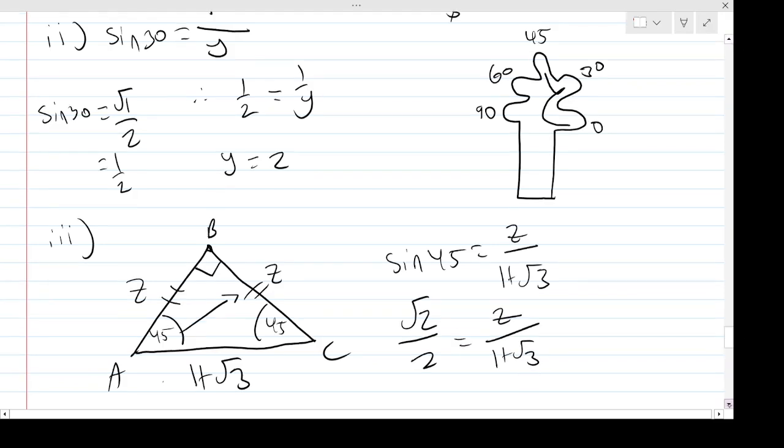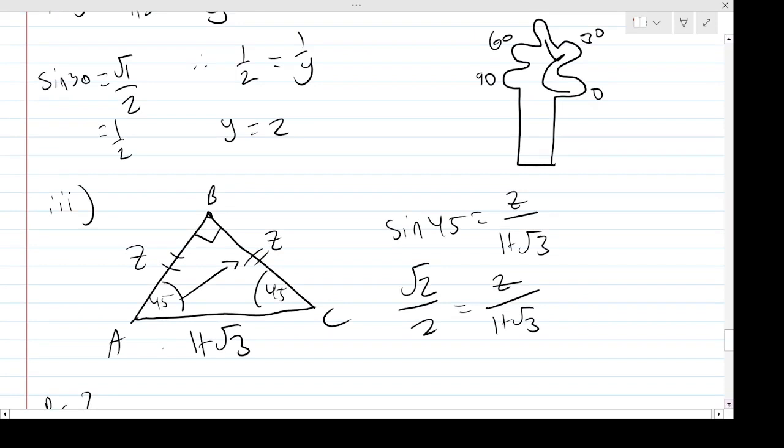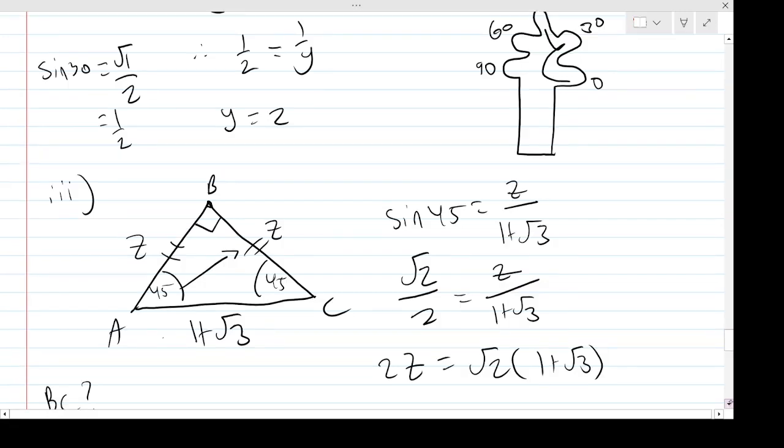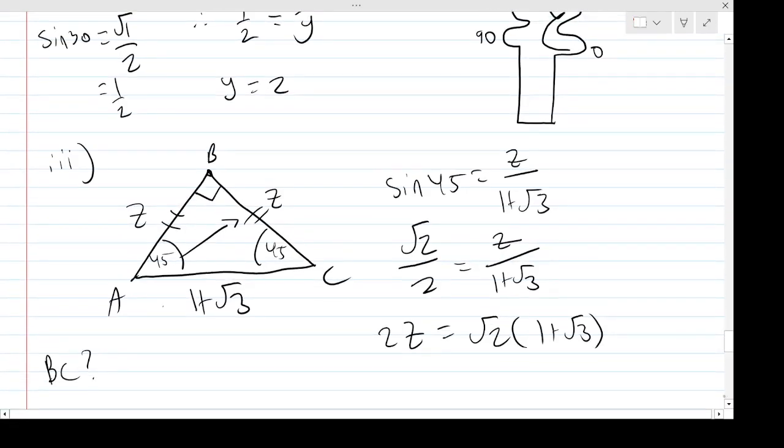And so then I need to cross multiply. Because then I'm going to say 2Z is going to equal root 2 lots of 1 plus root 3. Okay. Now I could times it out actually. So I could say that 2Z is equal to root 2 plus root 2 times root 3. Now remember, we can bring that inside as one root, so root 2 times root 3. Well, we can do root 6 then, right? Root 2 times 3, which is 6.